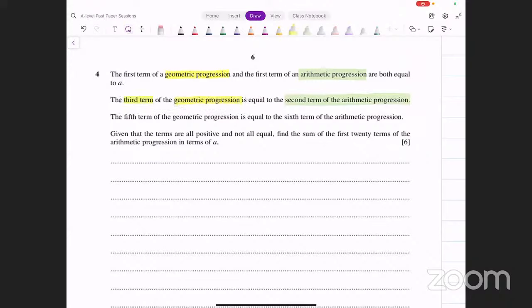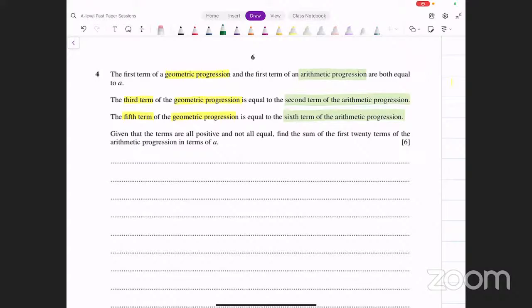Okay. The fifth term of the GP is equal to the sixth term of the AP. Given that all the terms are positive and not all equal, so that might be needed somewhere. Of course, multiple answers आ रहे हो सकते हैं, आपको कुछ ignore करना पड़ेगा. We'll see that later.